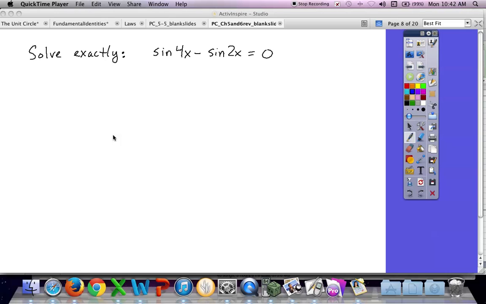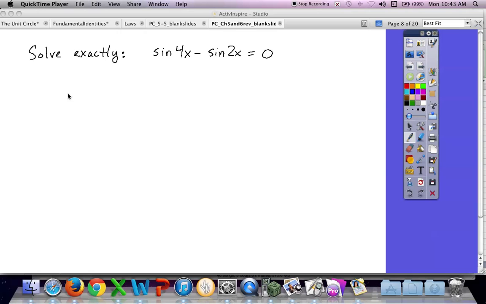Solve exactly. So what's different about this problem? What's different about this one? What's different? They don't have the same angle inside, do they? So how could we... we need it all to be the same angle. What tools do we have that we could change one of those angles into the other?